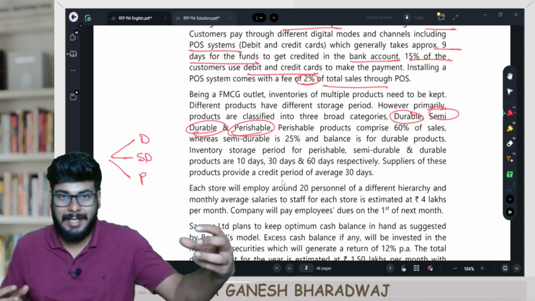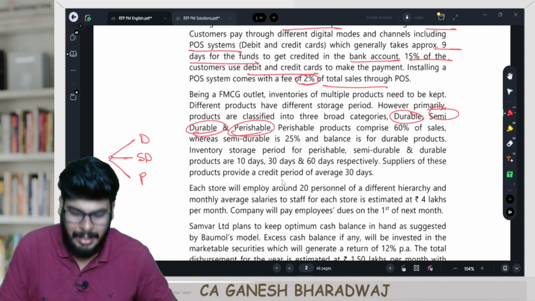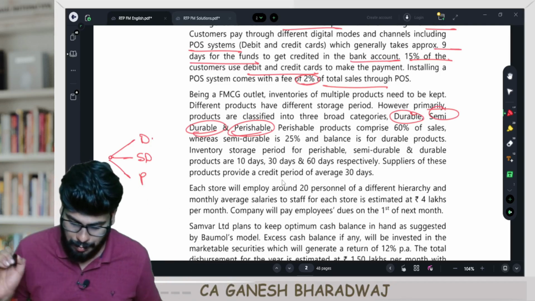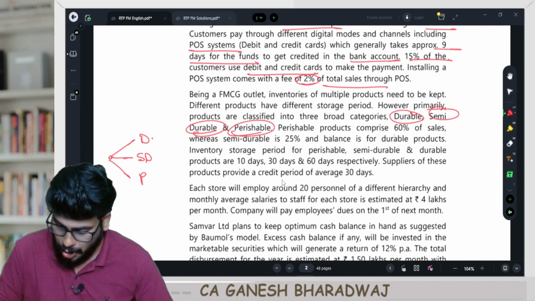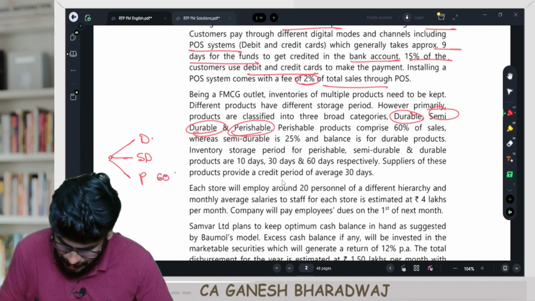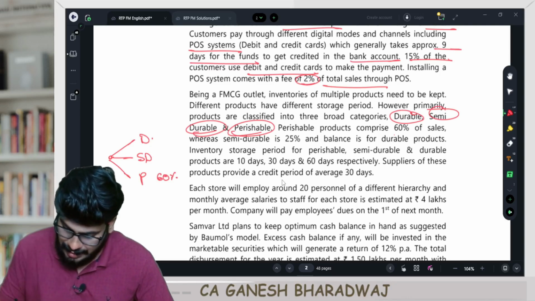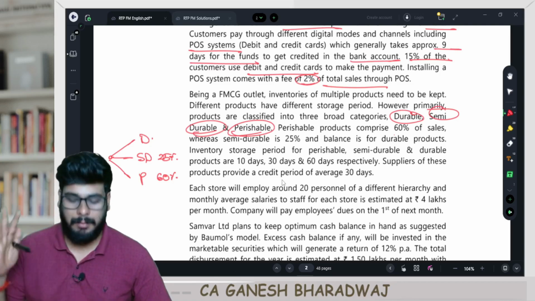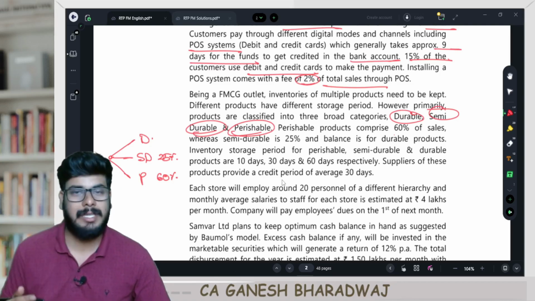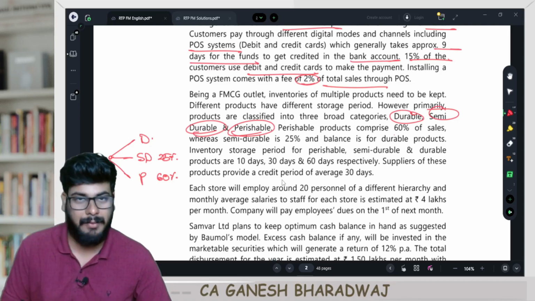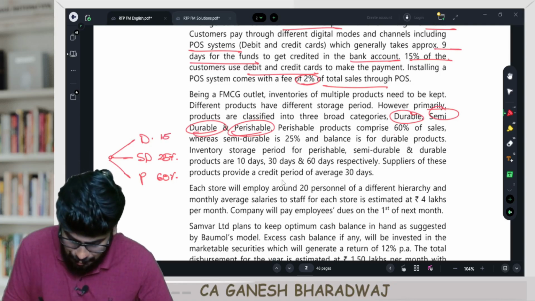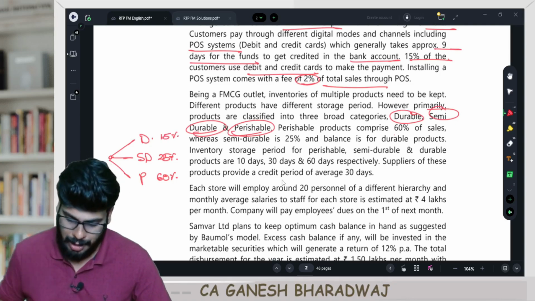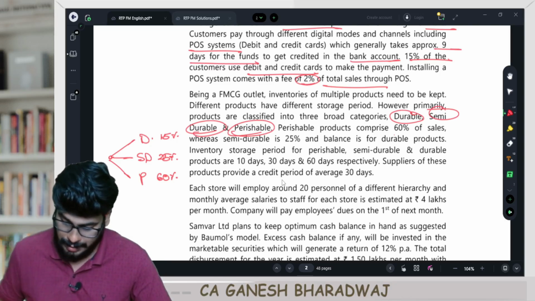So they are categorizing their stock in trade into 3: durable, semi-durable, and perishable. Perishable products comprise 60% of the sales, whereas semi-durable comprise 25%, and the balance is for durable products. So basically, how much is the balance? 60 plus 25 is going to be 85. The balance 15% of the total volume is actually your durable goods. This is what they are saying.